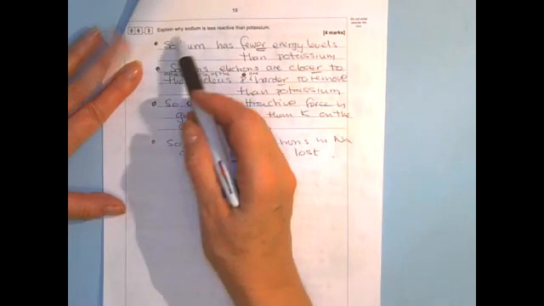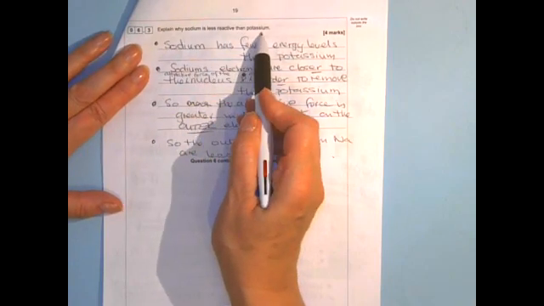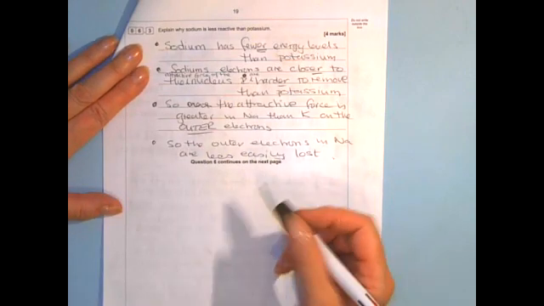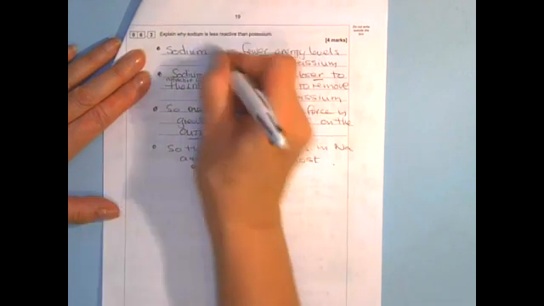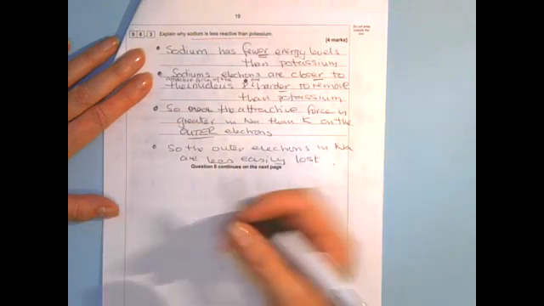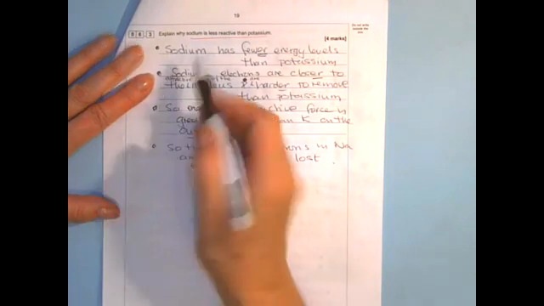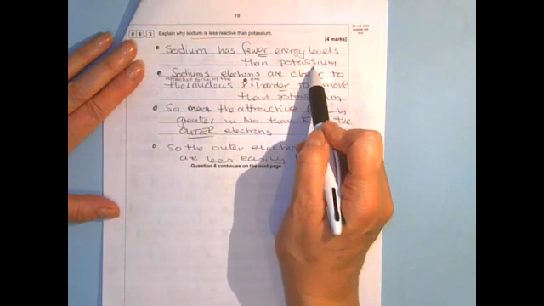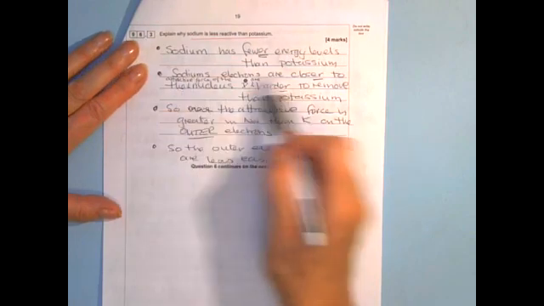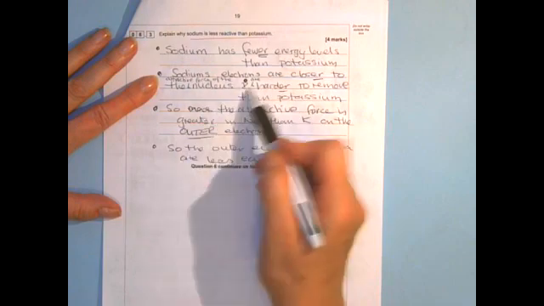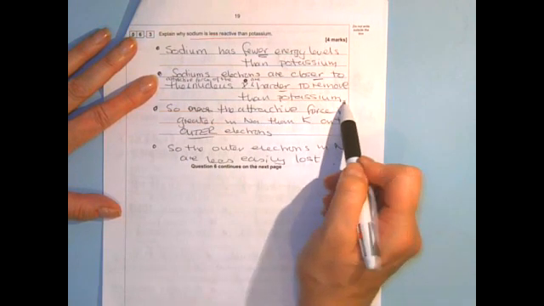6.3 then. Explain why sodium is less reactive than potassium. So you can say sodium is above potassium in group 1. So because you are having to do a comparison, you need to use lesser, fewer, more than, greater than. You need to use those comparative words. So sodium has fewer energy levels than potassium. Sodium's electrons are closer to the attractive force of the nucleus, so they're harder to remove than potassium.